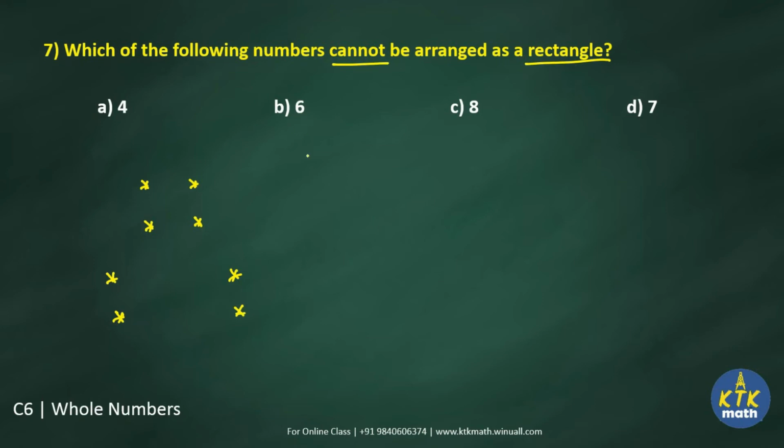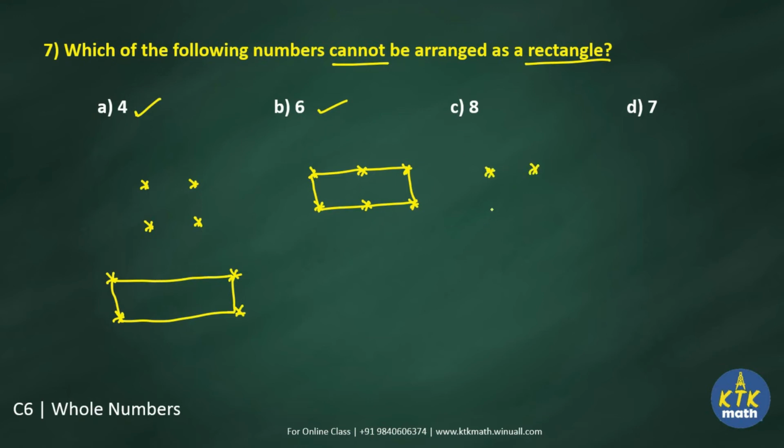In the same way, when 6 is given, I can arrange like this, like 3 into 2. Yeah, like 3 into 2. You can imagine a rectangle over here. In the same way, you can imagine a rectangle over here. So for 4 it is possible, for 6 it is possible. Now try the same with 8. 8 also I can do, no? Just 1, 2, 3, 4, 5, 6, 7, 8. See, with 8 stars, I can form one rectangle there.